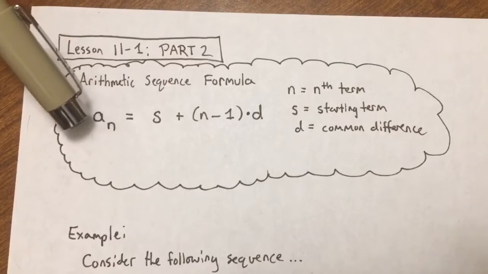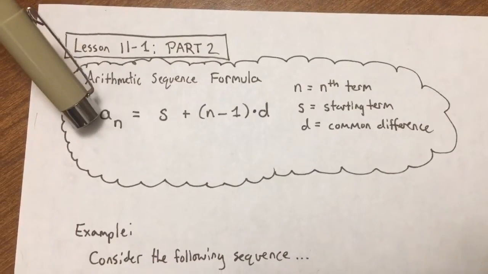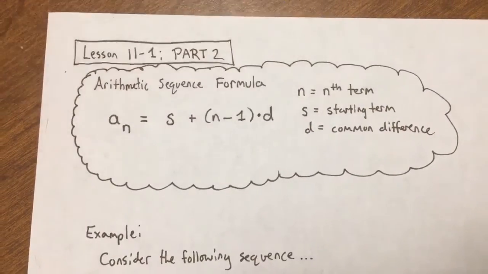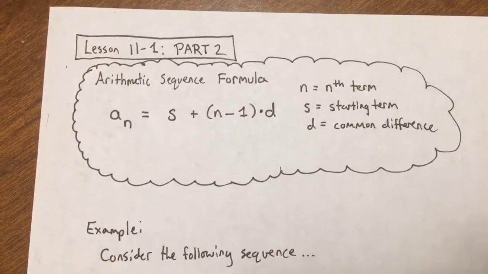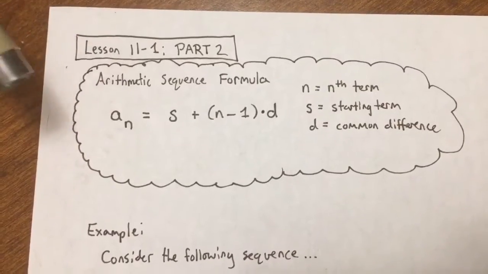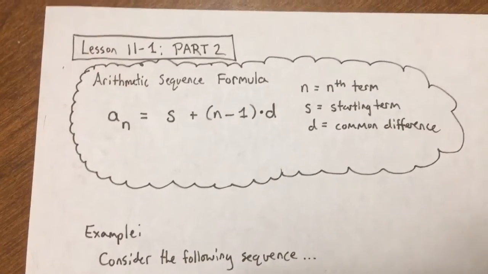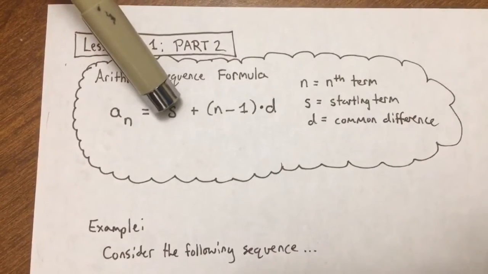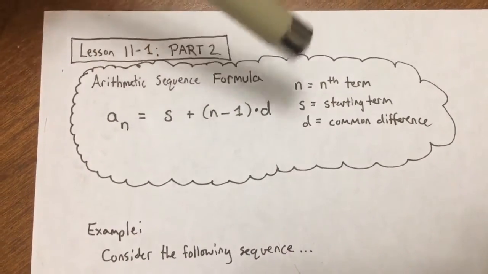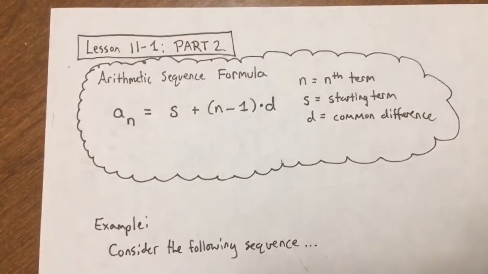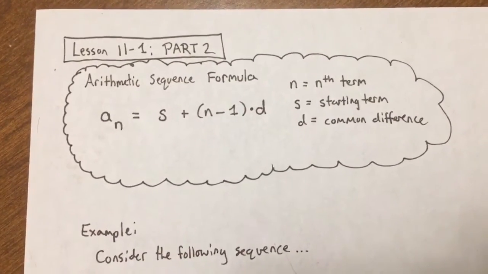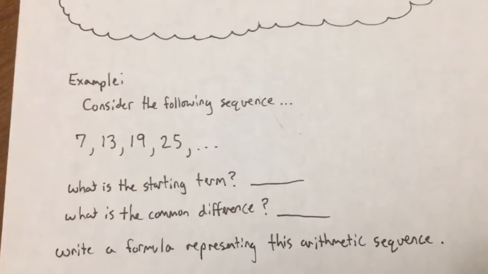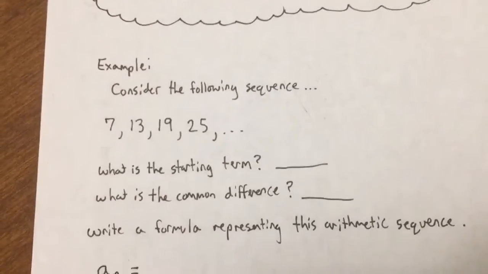So let me help you read this formula out. This simply means the arithmetic sequence of whatever term. n represents whatever number term, the nth term we'll call it. The term is just the position of the number in the sequence, like the first term, the second term, the third term, fourth term, and so forth. S represents our starting term, our initial value, and D represents our common difference. Let's use this information down below to help us understand how this formula works.